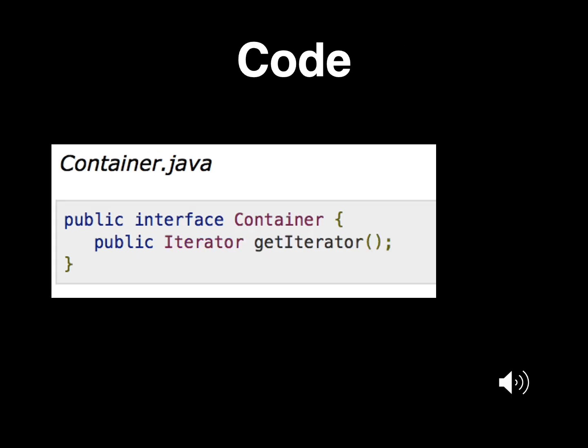This is the interface of your repository class, which is the container interface in this case. It will give you the reference of the iterator which we will be using to iterate that container repository. So here we have the signature of the iterator.